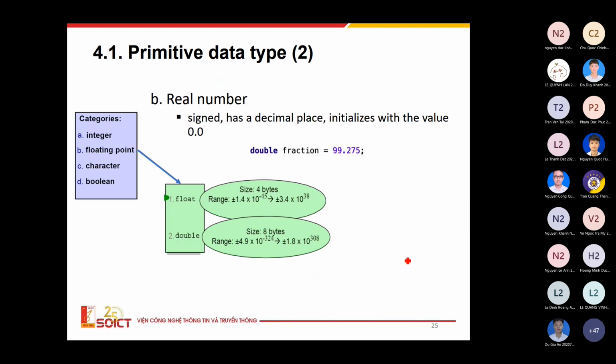So we go to the next kind of number we want to represent, the real number. You have to represent a real number with a sign. That means it has decimal places, and the value of the real number is initialized with 0.0. We just have two kinds of real number in Java. It's float and double. Again, they differ by the size of the box, which means the range of the value will be different.